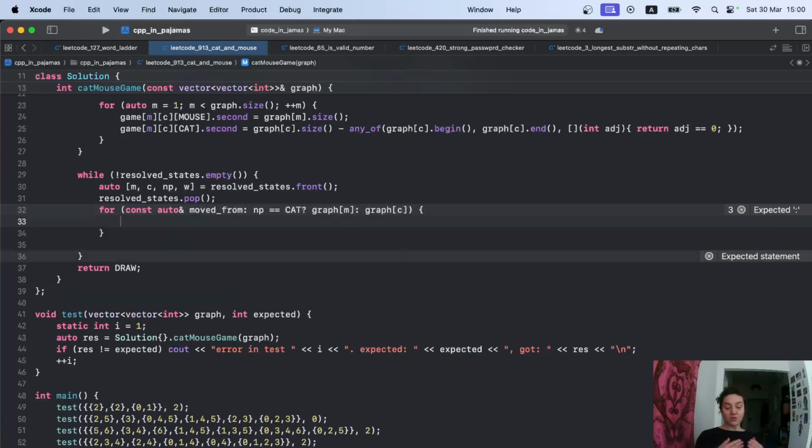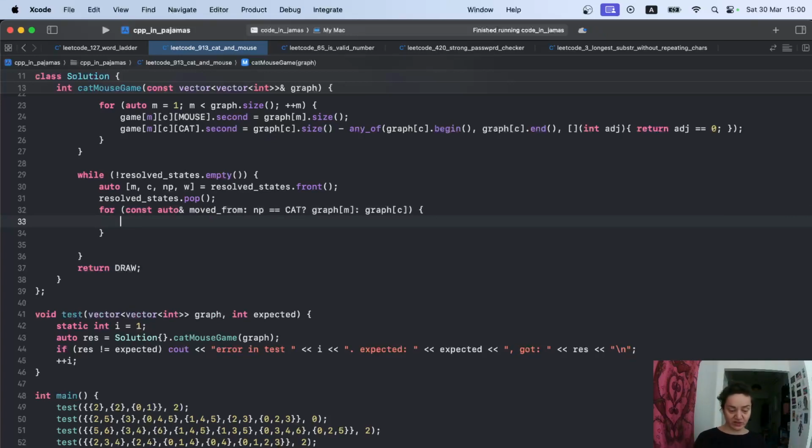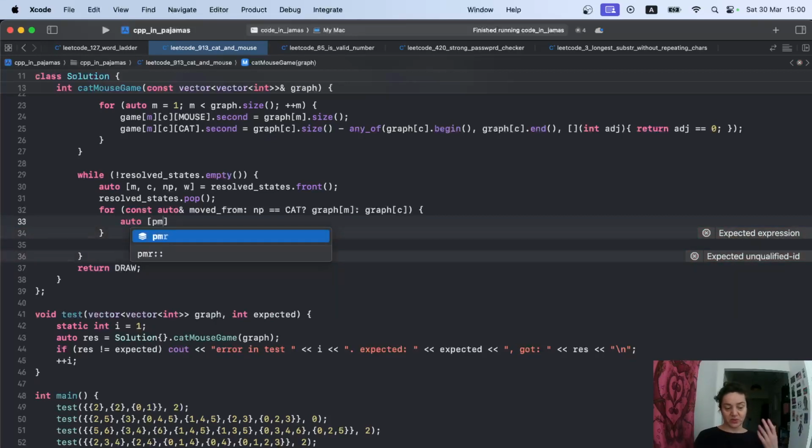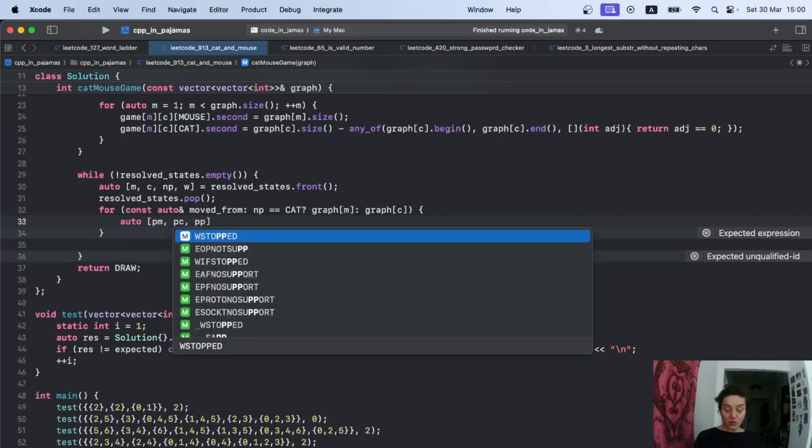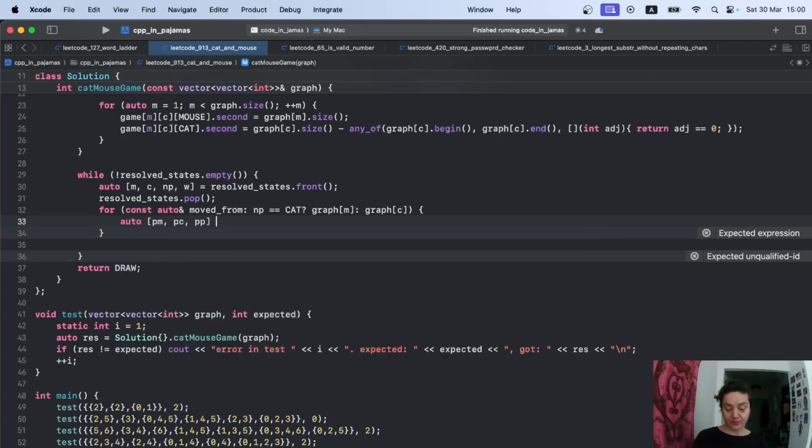Great. Now we can actually take one by one of the states that led to the resolved state. So in that previous state, where is the mouse? Where was the cat? Who was the one who moved? And again, we need to examine who is the one to move in the resolved state.